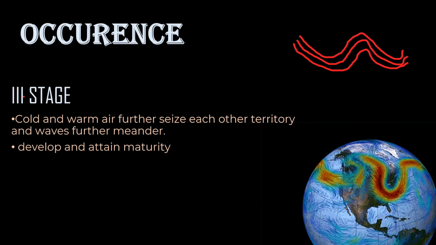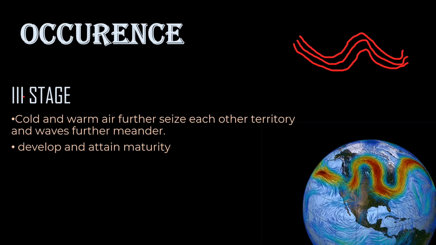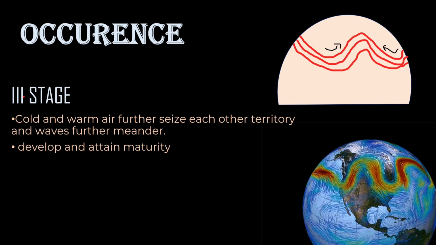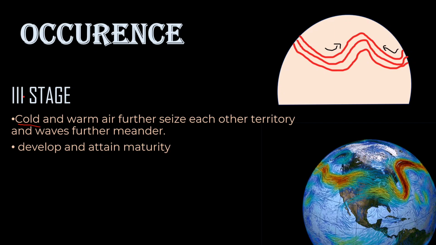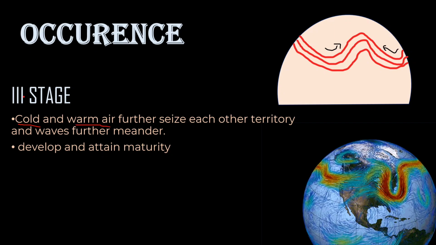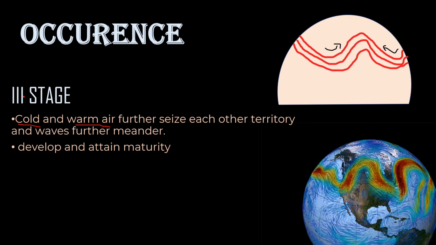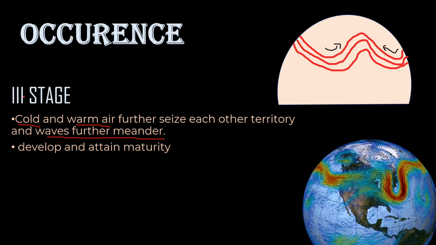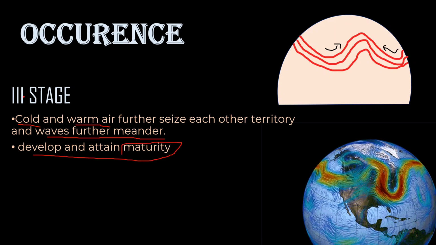In the third phase, the cold and warm air further see each other's territory. We know that each has its own territory. Now the cold air mass sees the territory of the warm air, and the warm air mass sees the territory of the cold air mass. When both further see each other's boundary, further meandering of the waves occurs. So the jet stream development attains maturity. It is a matured period.